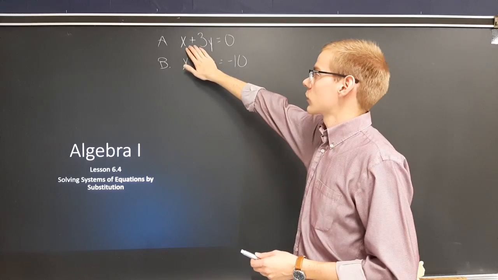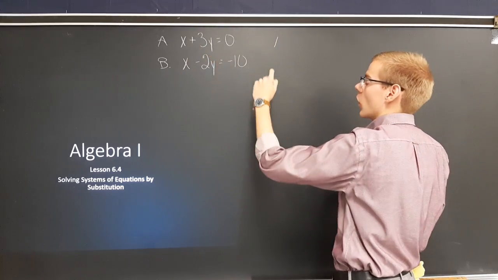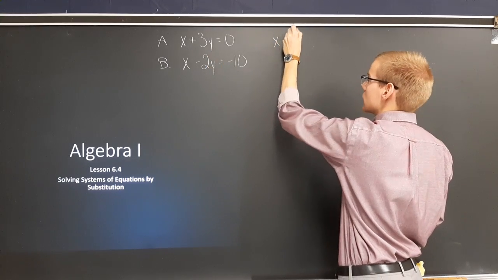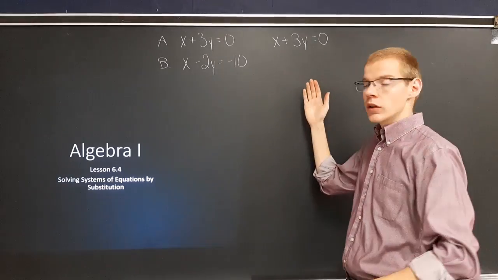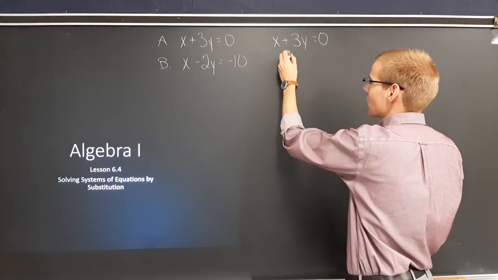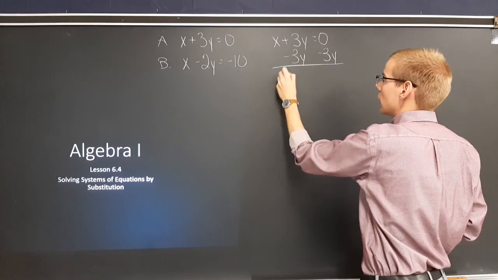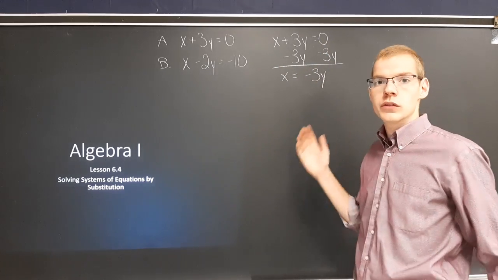And this one we need to solve for x. Always solve equation A for x. So x plus 3y equals 0. Solving it for x would mean that you bring 3y over, so minus 3y on both sides. x equals negative 3y. So now you've solved it for x.